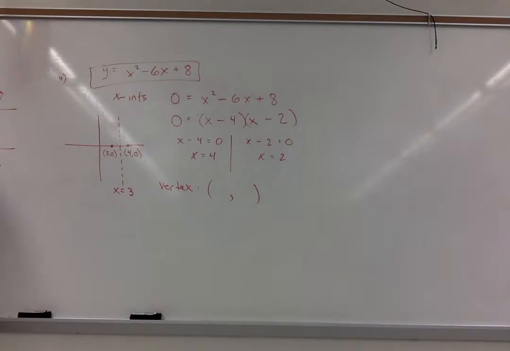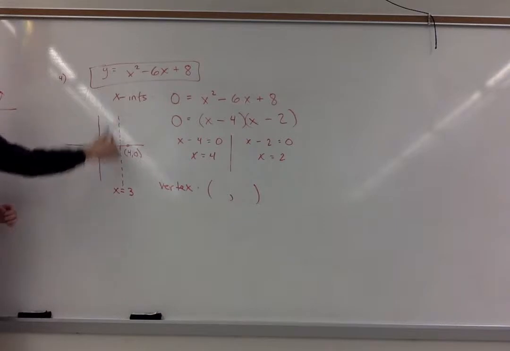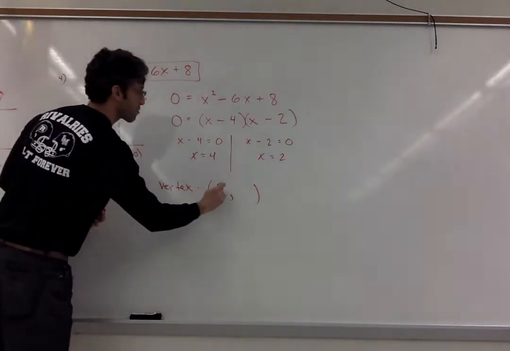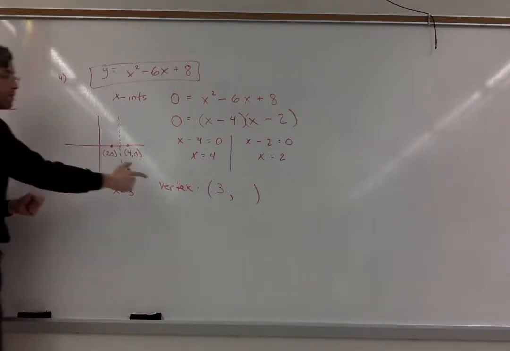We already know the x value. What is the x value of the vertex going to be? You can call it out. 3. Right? We know it's going to be 3 because we know the vertex lies somewhere along the line of symmetry. So the x value is going to be 3. So that you got to remember, once you find the line of symmetry first, then you know the x value.